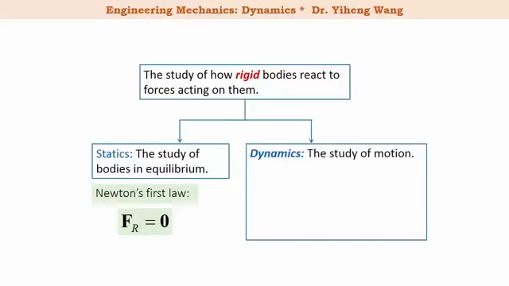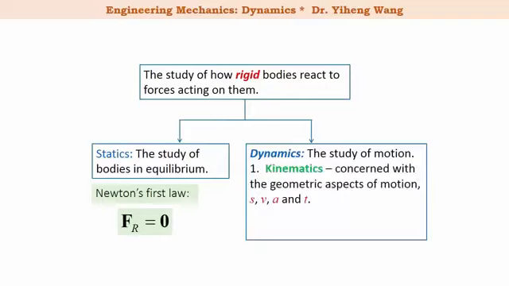Now, in dynamics course, as you probably guessed, we study bodies that are in motion. There are two parts under this subject. The first part is called kinematics, in which we are only concerned with the geometric aspects of motion, the displacement, the velocity, the acceleration, all as functions of time. Kinematics doesn't study how motion is caused by the forces acting on the object.